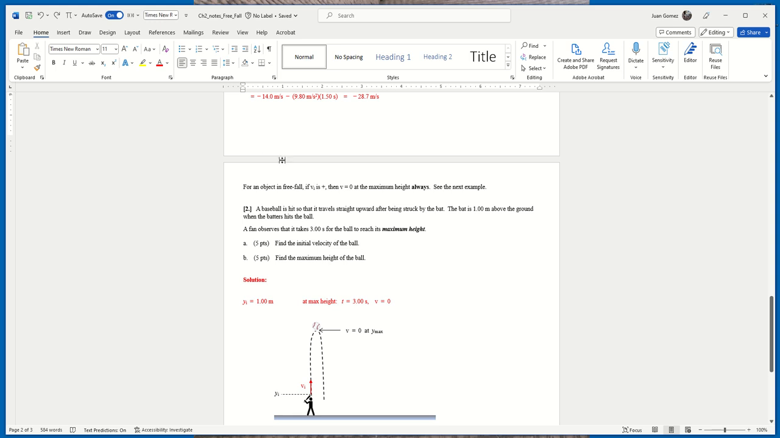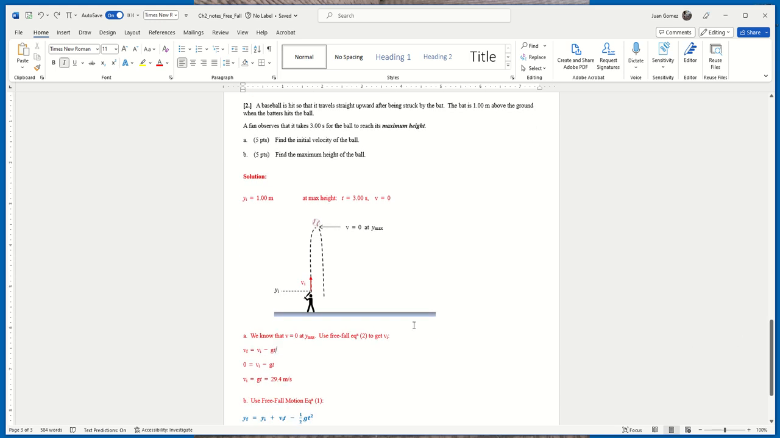Well, there's one thing. For an object in free fall, if the initial speed is positive, then when it hits its maximum height, v is always equal to 0 at the maximum height. Because if vi is positive, it's going to go straight up. As it's going up, it's slowing down. Eventually, it's going to come to a stop, and then gravity is going to cause it to fall back down. So at max height, v is always zero, as indicated by this sketch right here.